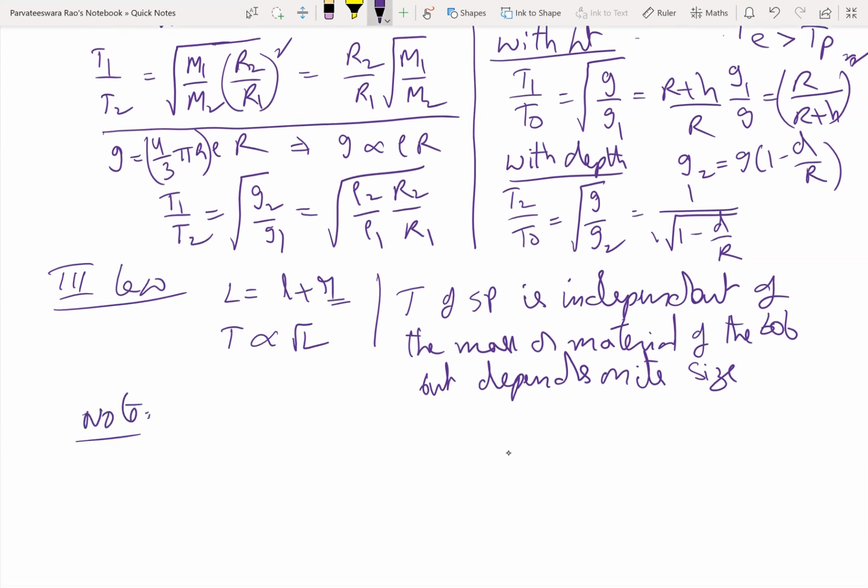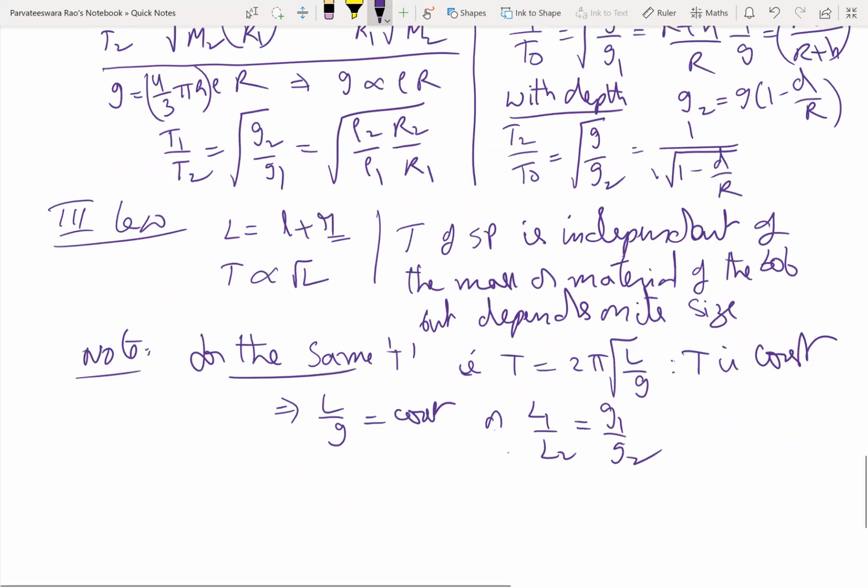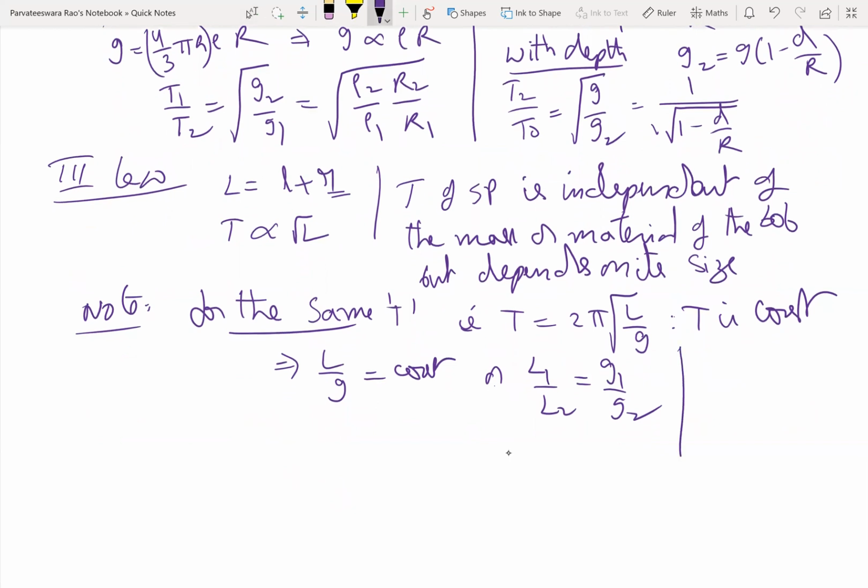And then for the same time period, that is T is equal to 2 pi root of L by G. So T is constant, I am assuming, implies L by G is constant, or L1 by L2 is equal to G1 by G2. For example, on the earth, I have a pendulum with a time period of 2 seconds.